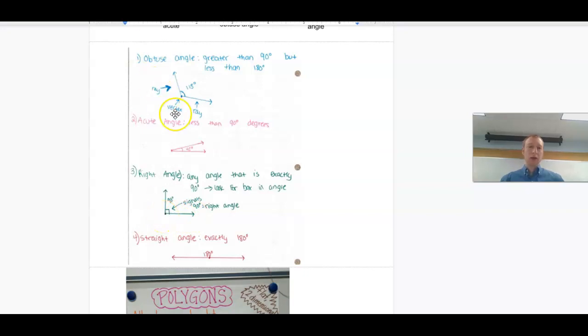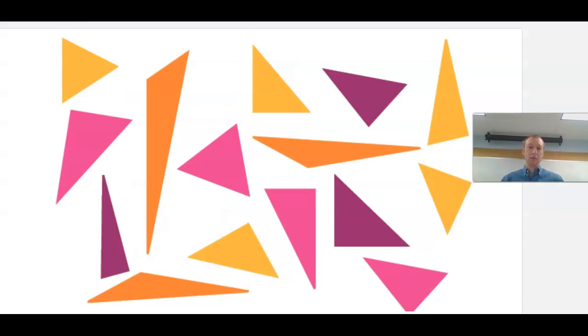So today we're going to be learning about a certain type of polygon called a triangle. Here's a bunch of triangles. There's a whole variety of triangles. We can have triangles that are really long and skinny, and triangles that are a little wider and fatter. This one almost looks like a regular polygon.